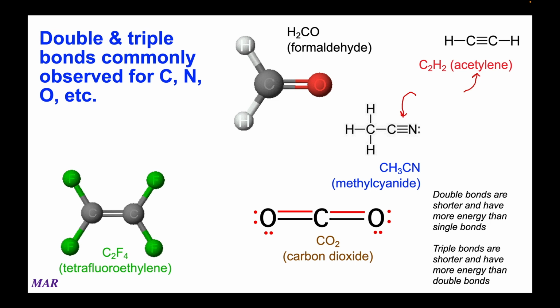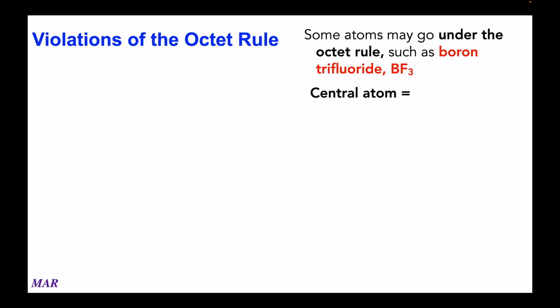You do have more energy when you have a double bond versus a single bond, and a triple bond would have even more energy than a double bond. Some of the atoms on the periodic table can violate the octet rule and get away with it. So in the example I showed earlier, that nitrogen had 5 bonds, that certainly breaks the octet rule, and that's not allowed. So let's talk about when you can break the octet rule and when you can't.